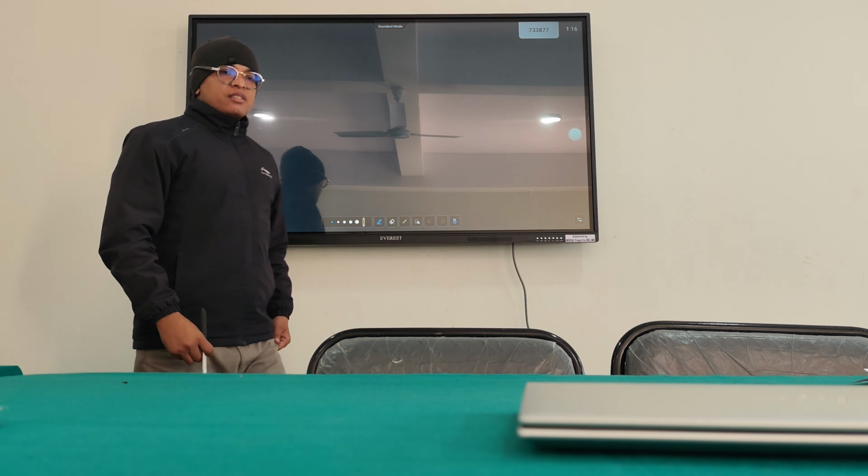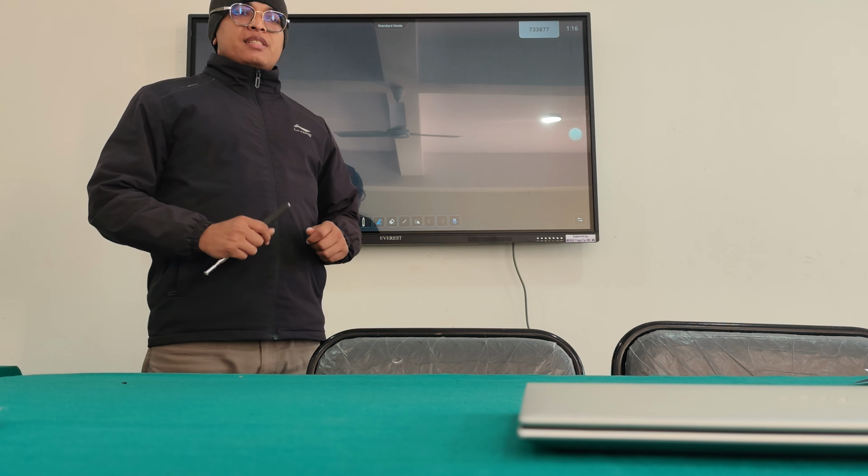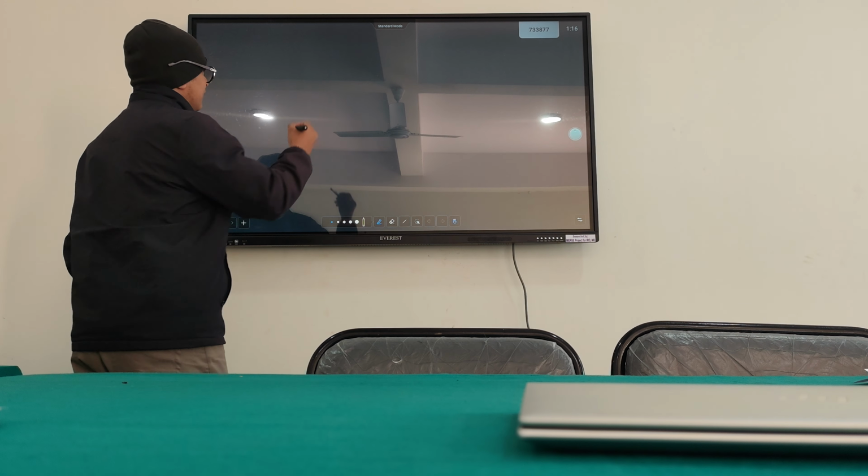Hello everyone, let's talk about one-way ANOVA. This is another method we need to understand. It's one-way ANOVA, right?